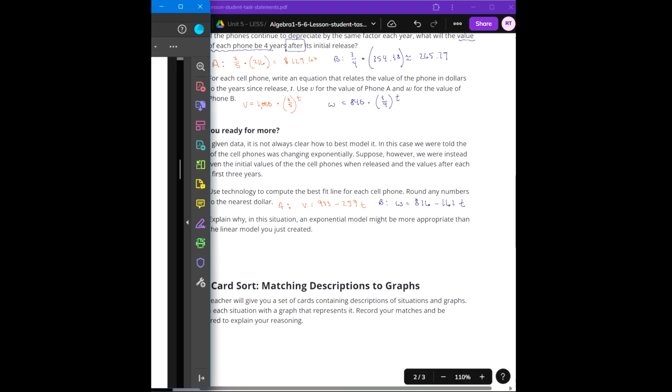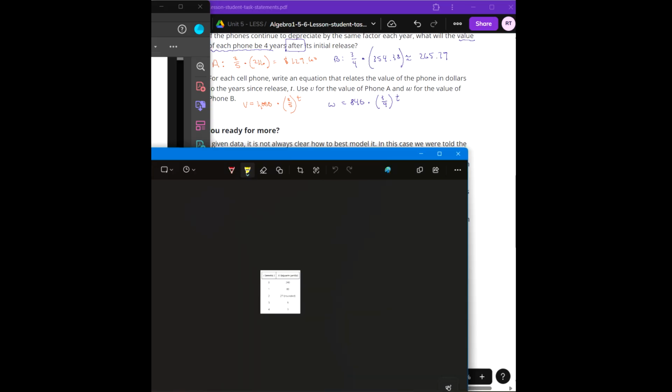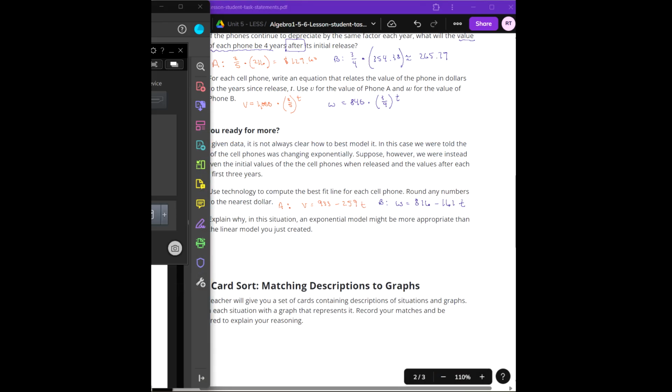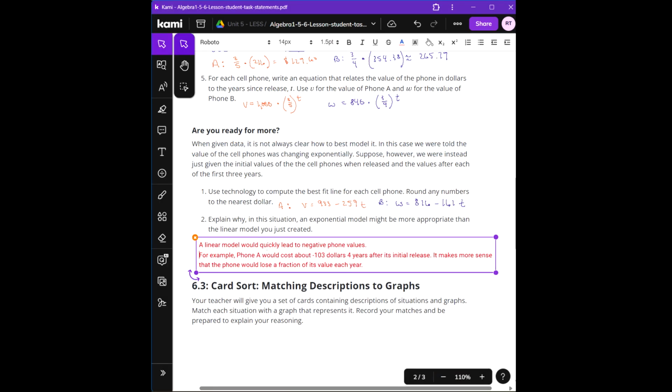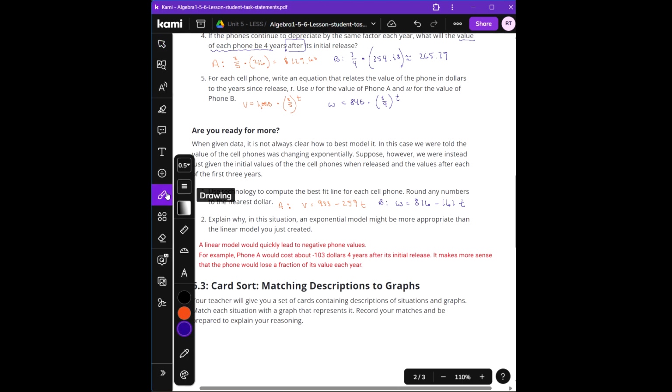And then let me go ahead and put the next answer in here for you. A linear model would quickly lead to negative phone values, which we're not going to have. That's why the exponential is going to be better, because phone A would cost about negative $103 after 4 years. And that just doesn't make sense. It's going to make more sense that the phone would lose a fraction of its value each year. So those are going to be the answers for that question.